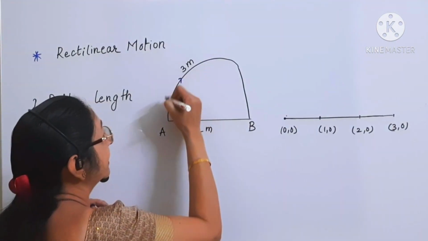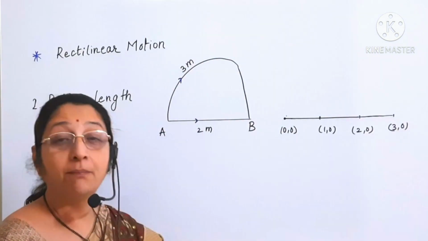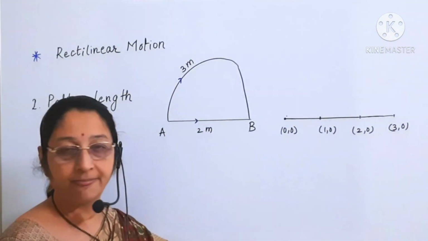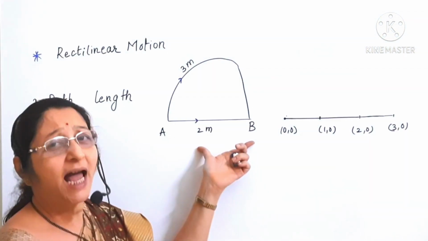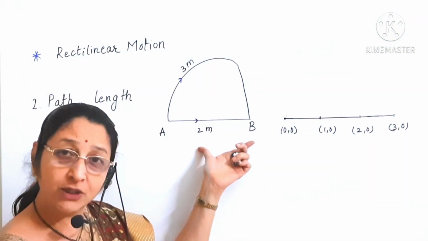It is moving in this direction, then the path length is 3 meter. Hence the path length is the actual distance travelled by the object.